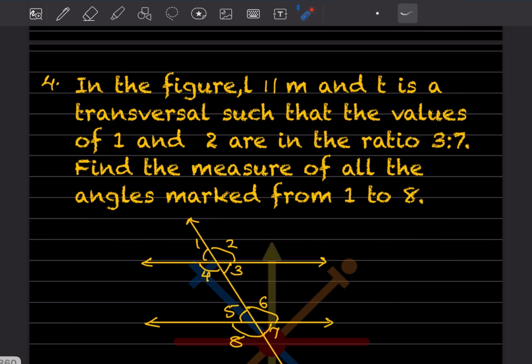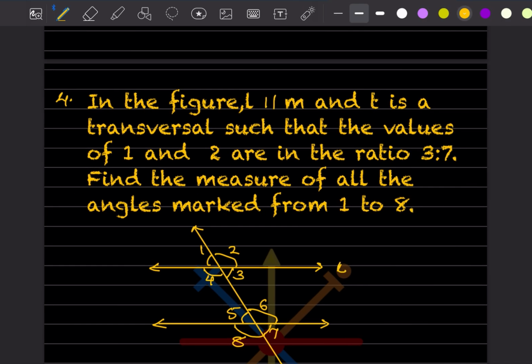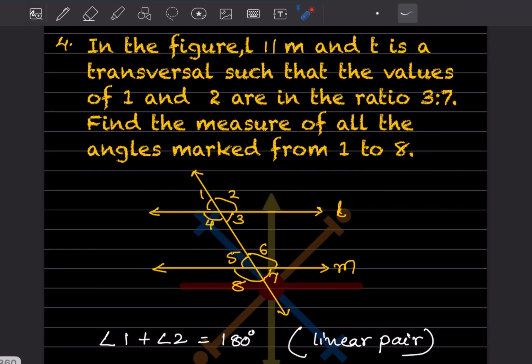In the figure, L is parallel to M and T is a transversal such that the values of angles 1 and 2 are in the ratio 3:7. Find the measure of all the angles marked from 1 to 8. So here this is L and this is M. Angles 1 and 2 are in the ratio 3:7. Find the measure of all the angles.